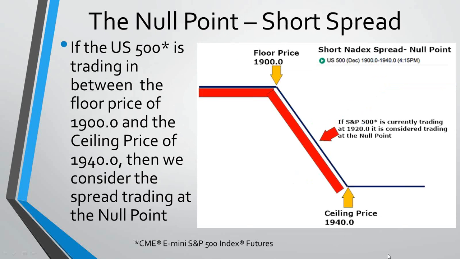It's the exact same thing on a short spread if you're looking to go short a spread. If the US 500 is trading in between the floor price of 1900 and the ceiling price of 1940, then we consider the spread trading at the null point. Here again, you have the US 500, 1900 to 1940 with a 4:15 expiration. Here we've got the S&P 500 trading at 1920, which will translate, give or take a few points, into the US 500 trading at 1920. If you don't know how the indicative index is calculated, go to Nadex's website. It's explained very well in a couple of videos there. If the S&P 500 is currently trading at 1920, then this is considered to be trading at the null point.